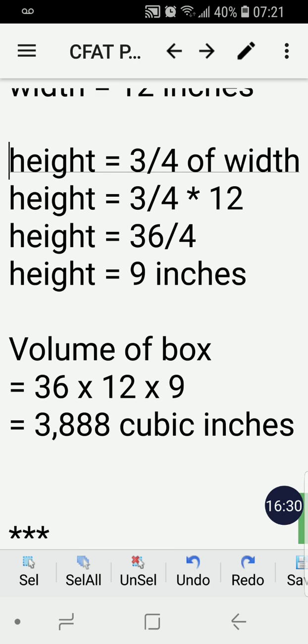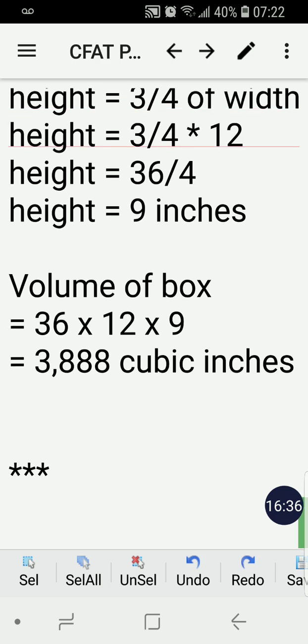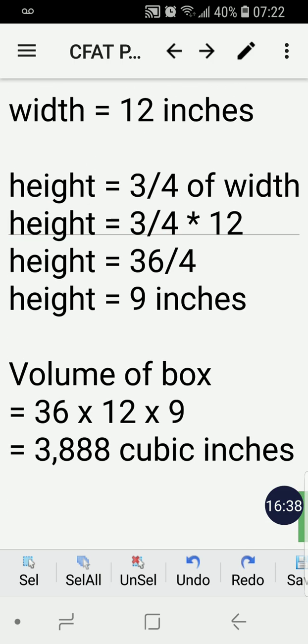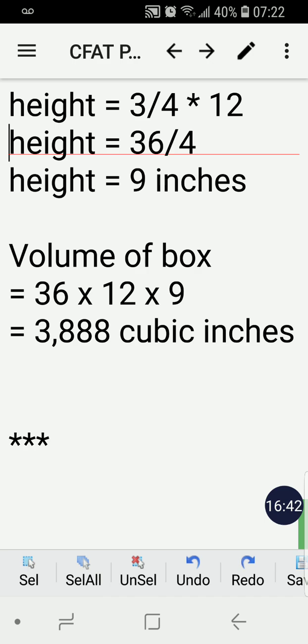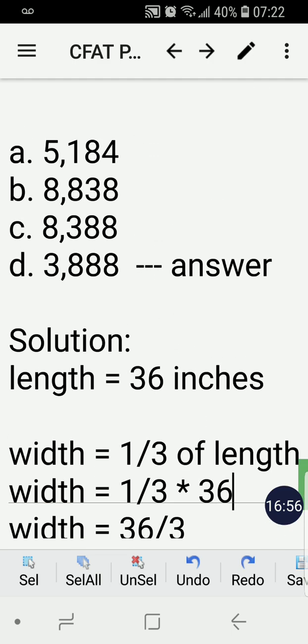And now that we know the three different dimensions, length, width, and height, we just multiply their values. And so we get the volume of the box, 36 times 12 times 9 is equal to 3,888 cubic inches. And it is the choice D over here.